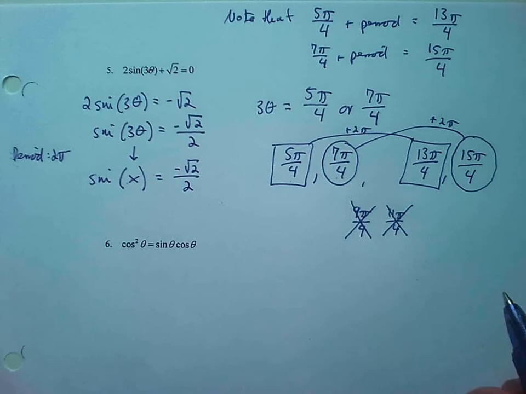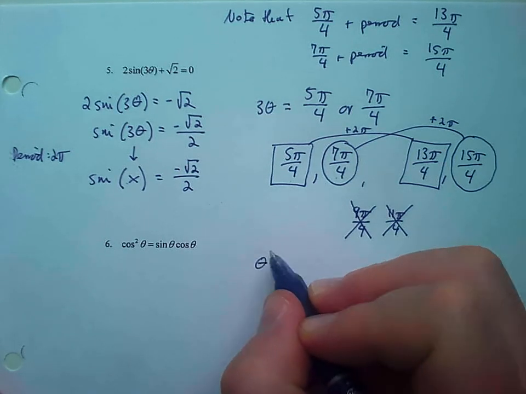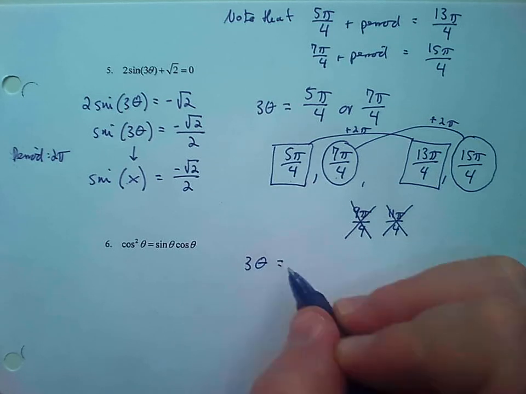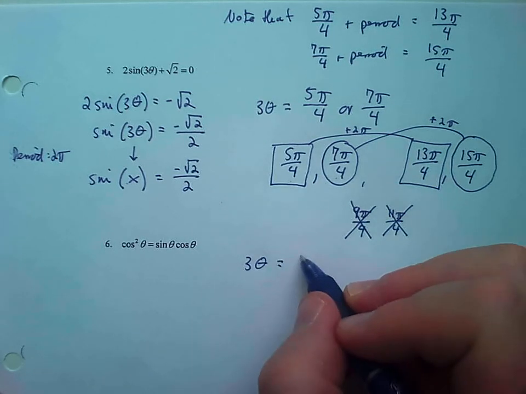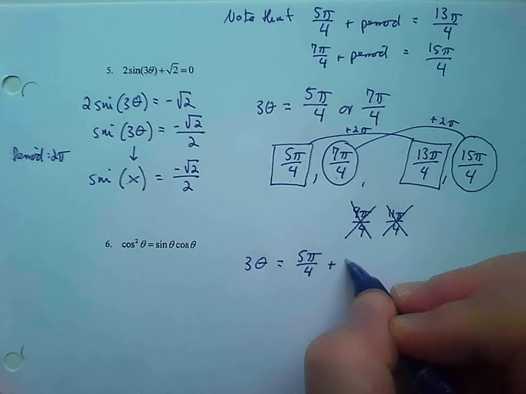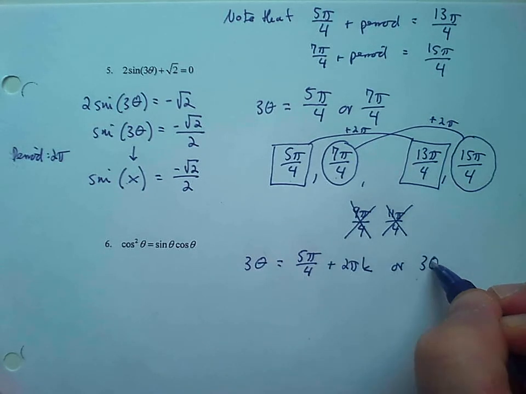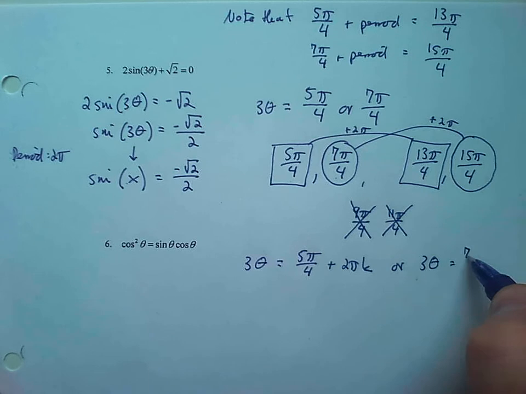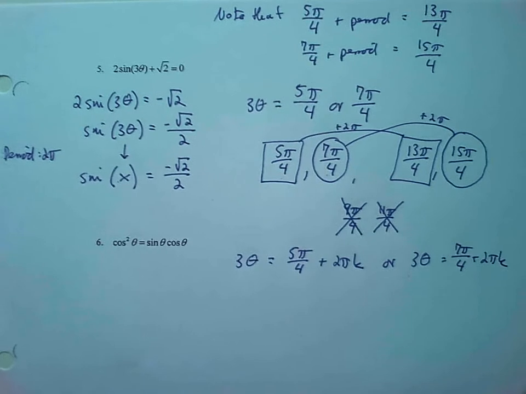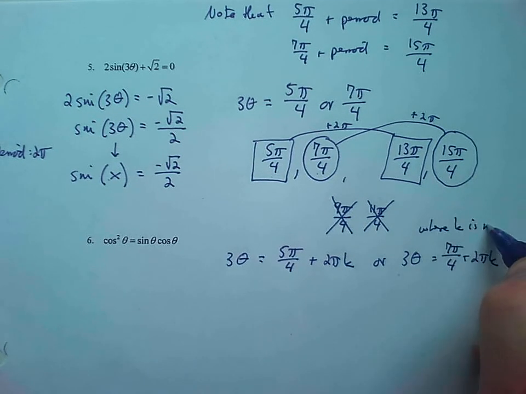So therefore, what we're going to have to say is that 3 theta, for now, is equal to 5 pi over 4 plus 2 pi k, or 3 theta is equal to 7 pi over 4 plus 2 pi k. And obviously I'm going to say here where k is an integer.